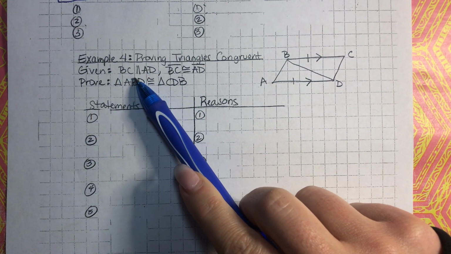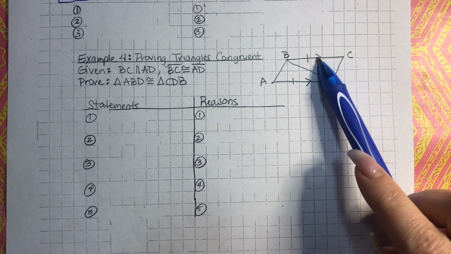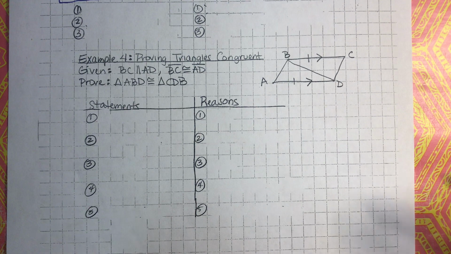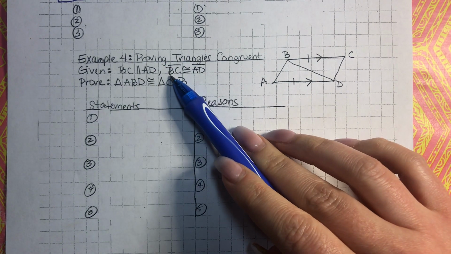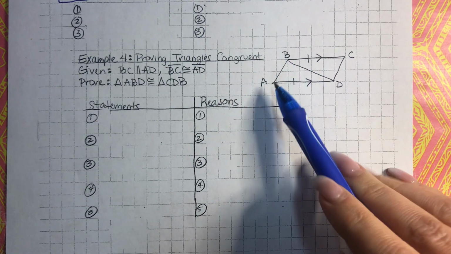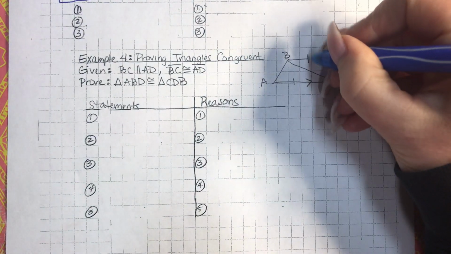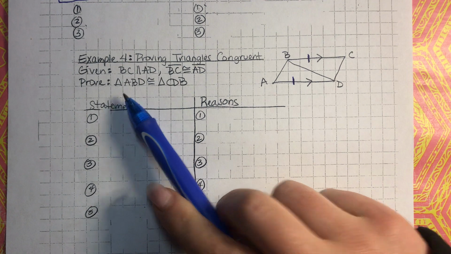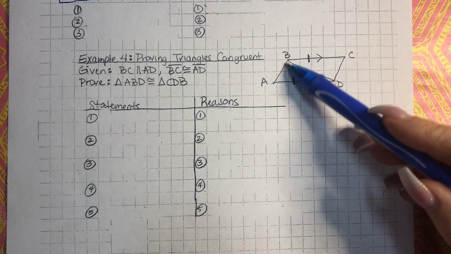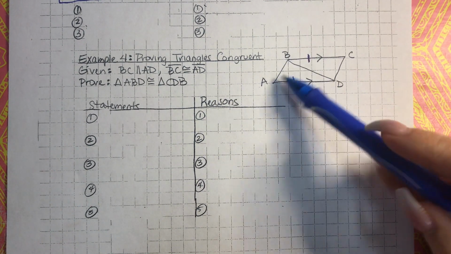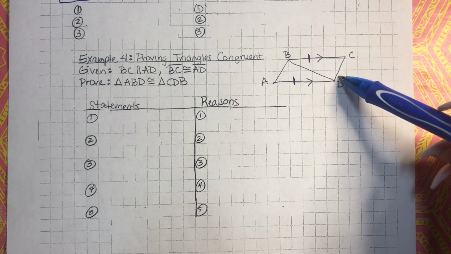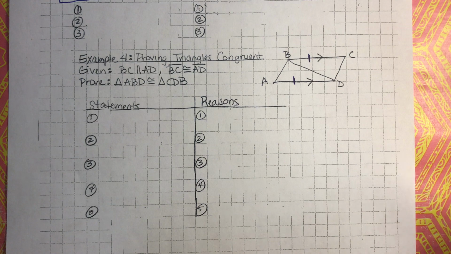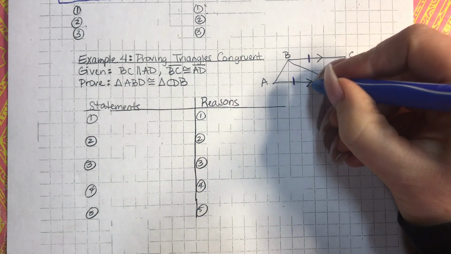It says BC is parallel to AD. I wonder why they would tell us that. And then it also says that line segment BC is congruent to line segment AD. What we need to prove is that triangle ABD, this one here, is congruent to CDB, this triangle on top here. So let's go ahead and do that.